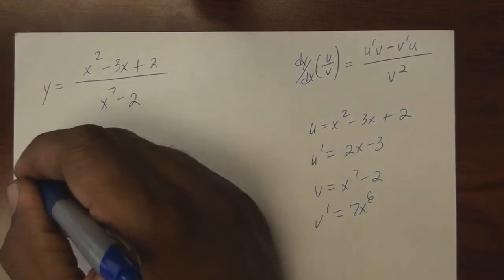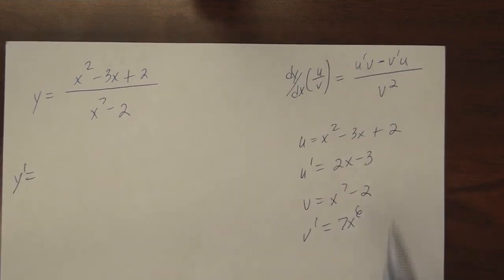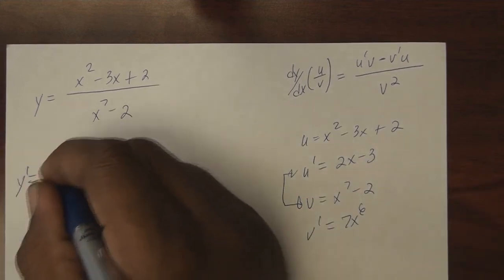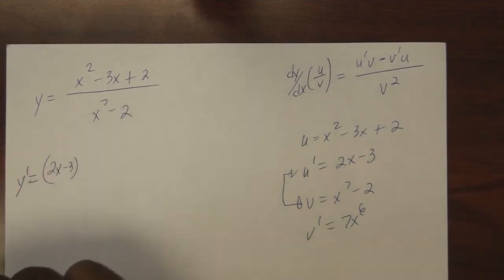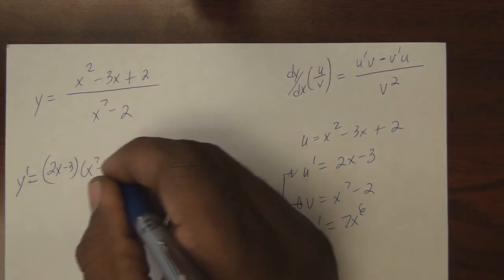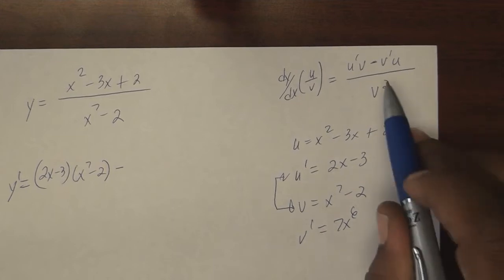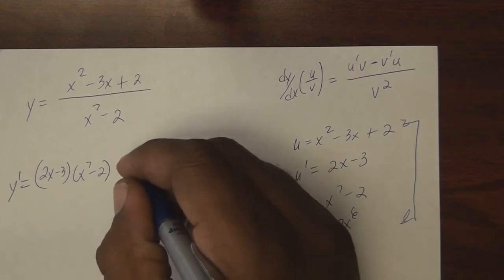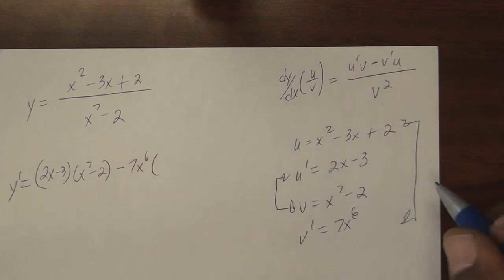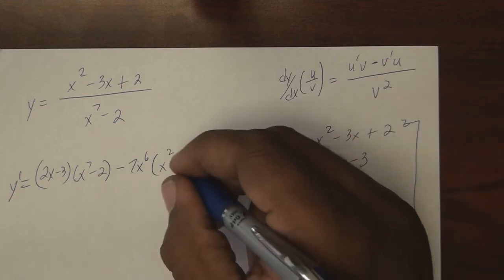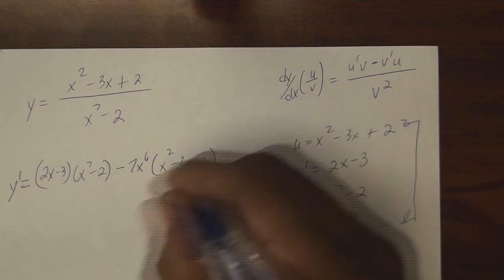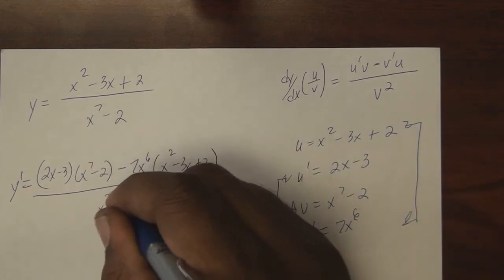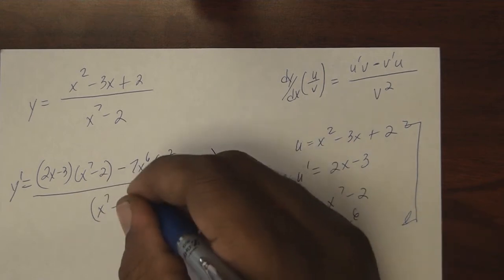So now we'll find the derivative y prime. So we multiply u prime times v. So we have 2x minus 3 times x to the 7th power minus 2 minus v prime times u. So we have 7x to the 6th power times x squared minus 3x plus 2 all over v, which is x to the 7th power minus 2, and that quantity is squared.